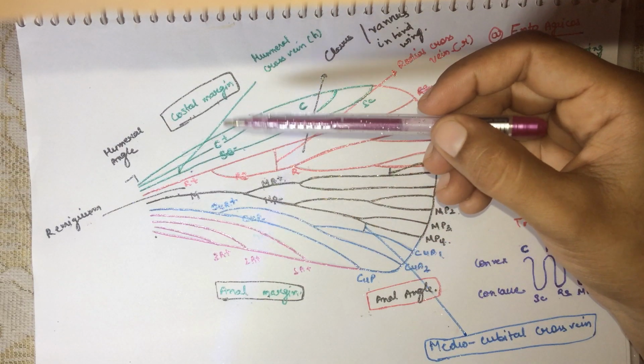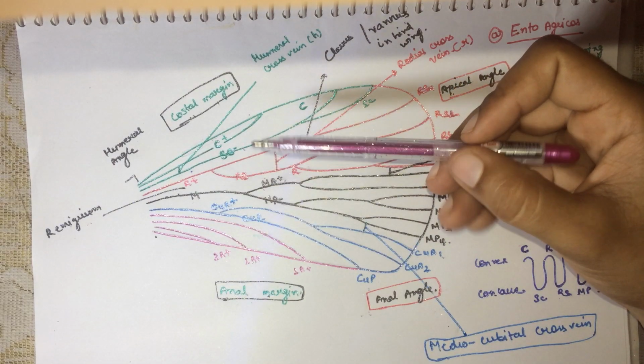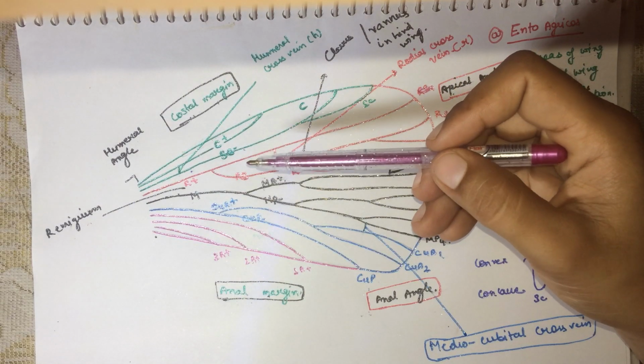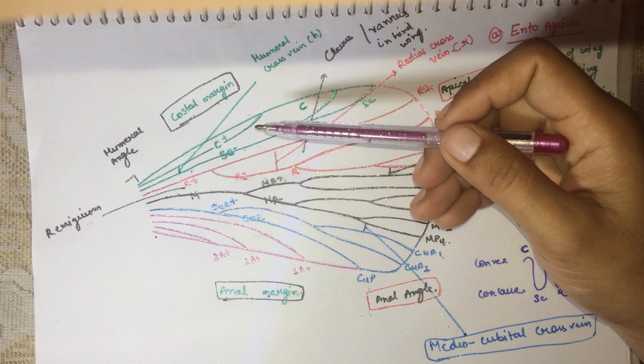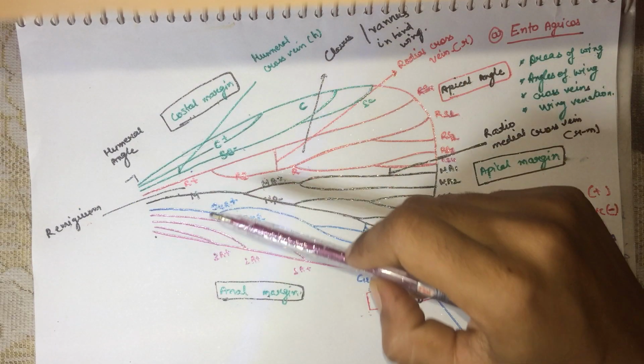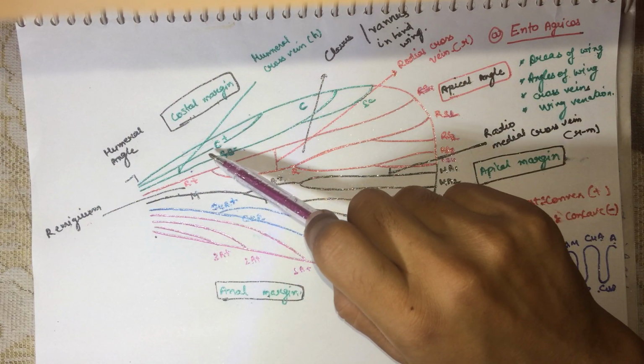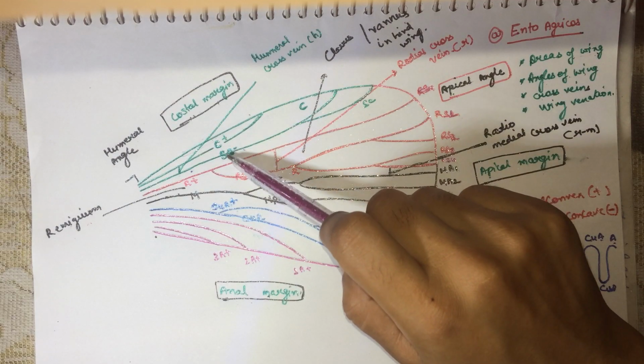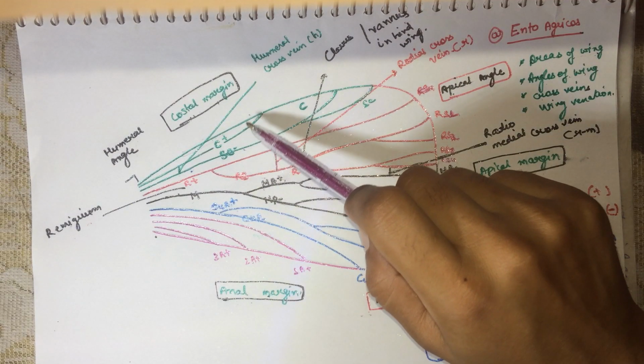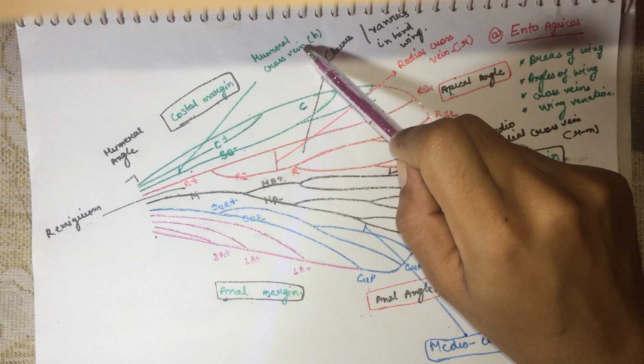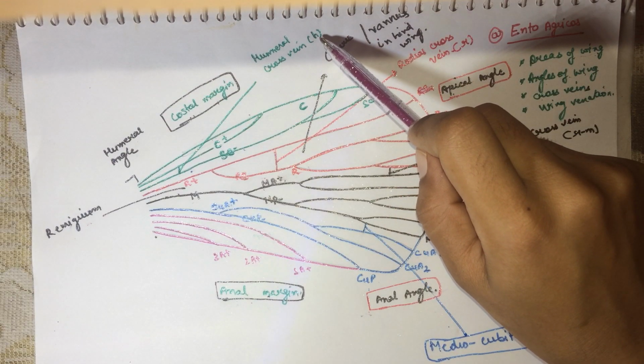And after discussing the veins, there are some cross veins, you can see over here. There are mainly 4 cross veins that provide strength to the insect wing. The first one, the cross vein present between the costa and the subcosta, is known as the humeral cross vein, and this is represented by small h.